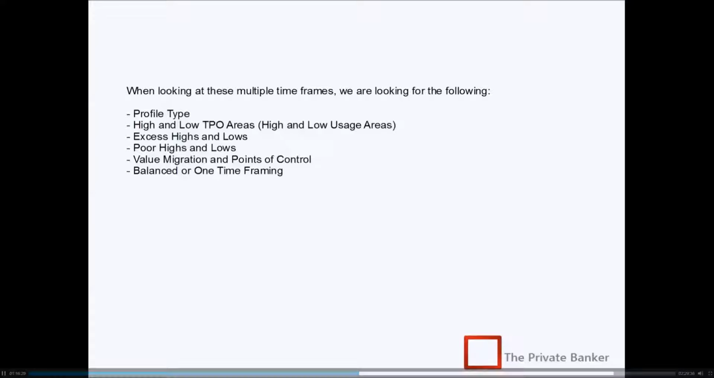Do we have poor highs at maybe the high end of the profile, or do we have poor lows in place? Really, what that tells us is that there's potential further business to be conducted at those extremes. What's the migration of value and the point of control in these profiles? Has it been stair-stepping higher or lower based upon the trend? We really want to look for that type of information.